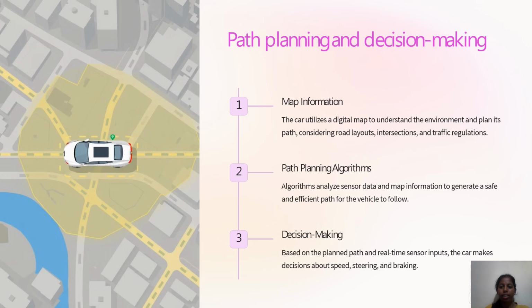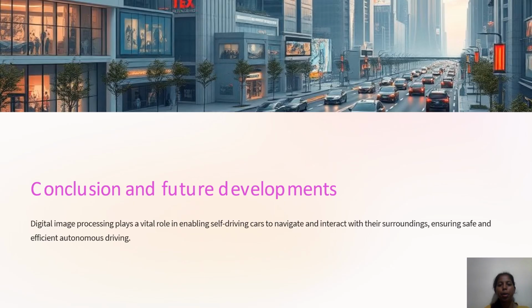Now let's see how the vehicle will make the path planning and decision making. The first one is map information. The car utilizes a digital map to understand the environment and plan its path, considering road layouts, intersections, and traffic regulations. The second one is path planning algorithms. Algorithms analyze sensor data and map information to generate a safe and efficient path for the vehicle to follow. And the third one is decision making. Based on the planned path and real-time sensor data, the vehicle makes the decisions about the speed, steering and braking.